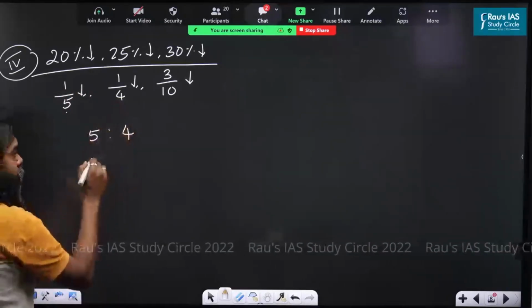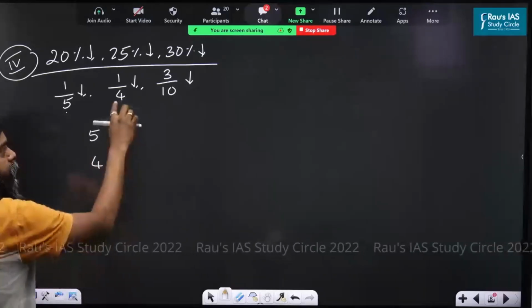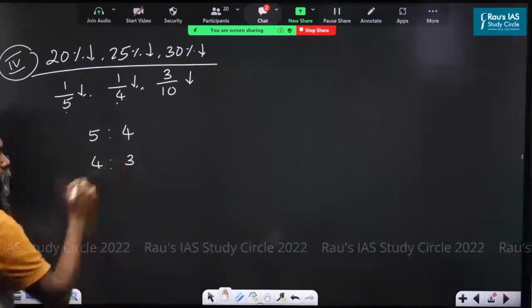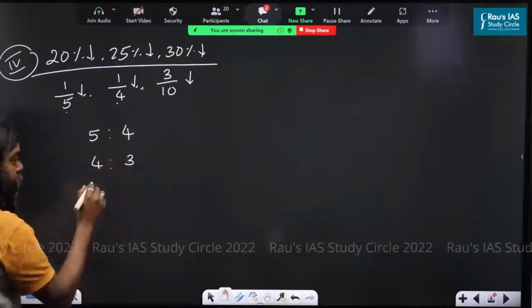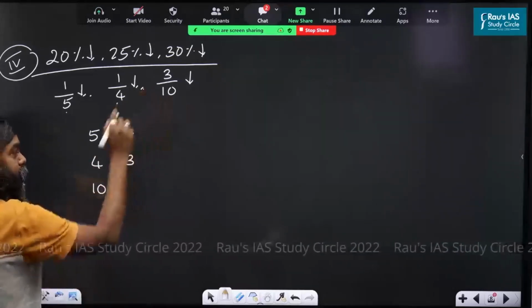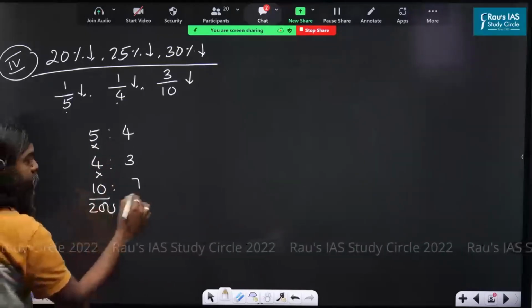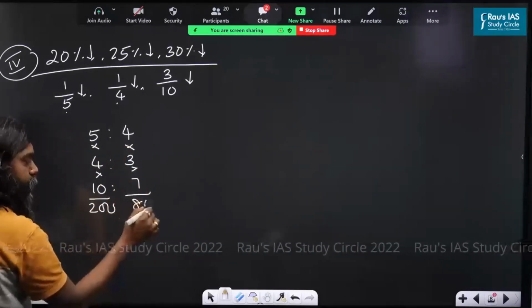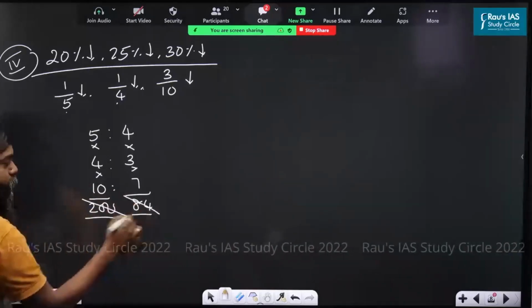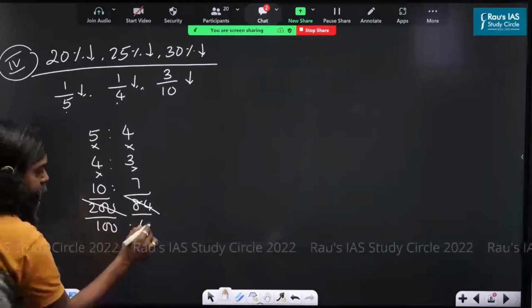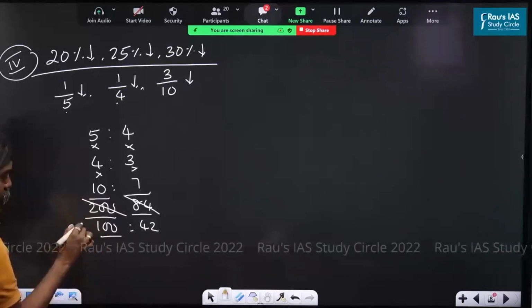Whatever the denominator, write as it is. Decreased by 1, it becomes 3. Whatever the denominator, write as it is. Decreased by 3, it becomes 7. Multiply it, 200. Multiply it, that is 84. Keep as it is like this, or you can further simplify, whichever you feel convenient. So this is called original income.